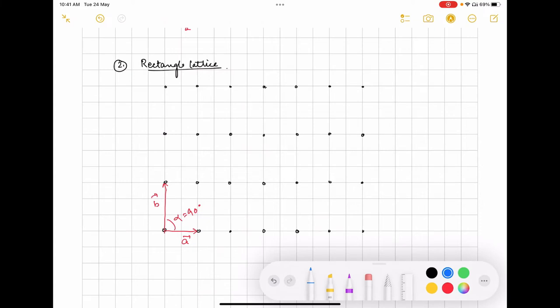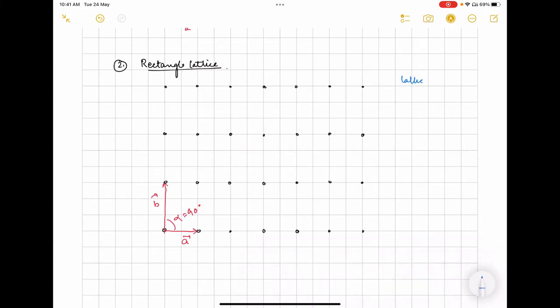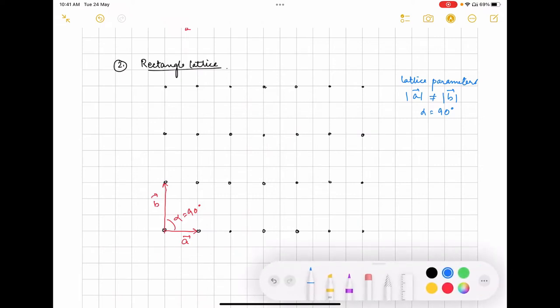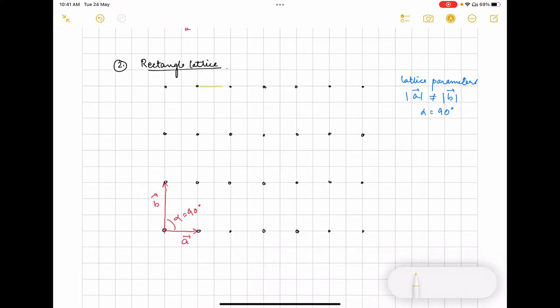So if we go to the lattice parameters, we find A is not equal to B, and we are well aware that in a rectangle adjacent sides are never equal, but the angle enclosed between them is still 90 degrees. So the genuine choice of unit cell is a rectangle.